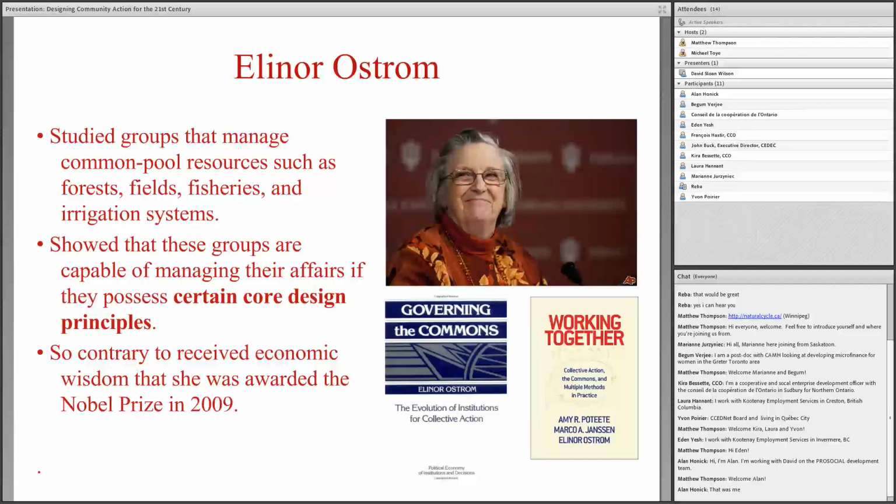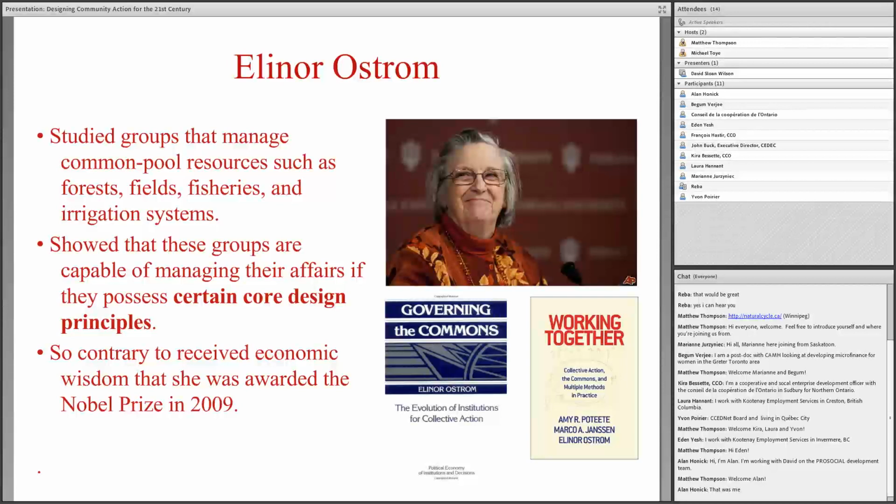Basically it means that these kinds of resources are prone to over-exploitation, because it's to an individual's advantage to take more than their share, even if it degrades the common resource. And what Elinor Ostrom showed empirically by actually studying these groups is that they're capable of managing their own affairs, avoiding the tragedy of the commons, but only if they possess certain core design principles.